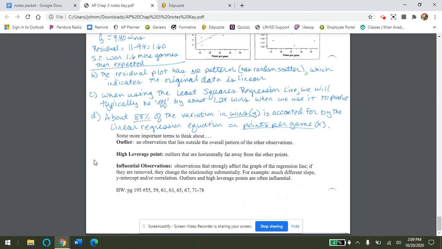All right. Influential observations are ones that strongly affect your regression line. If they're removed, then they change the relationship substantially. Both outliers and high leverage points can be considered an influential observation. So it could totally change the slope. It could totally change the y-intercept. Anything that totally changes your correlation coefficient or the relationship, any of those types of things can all be called influential observations. An outlier is considered an influential observation. A high leverage point can be considered an influential observation.